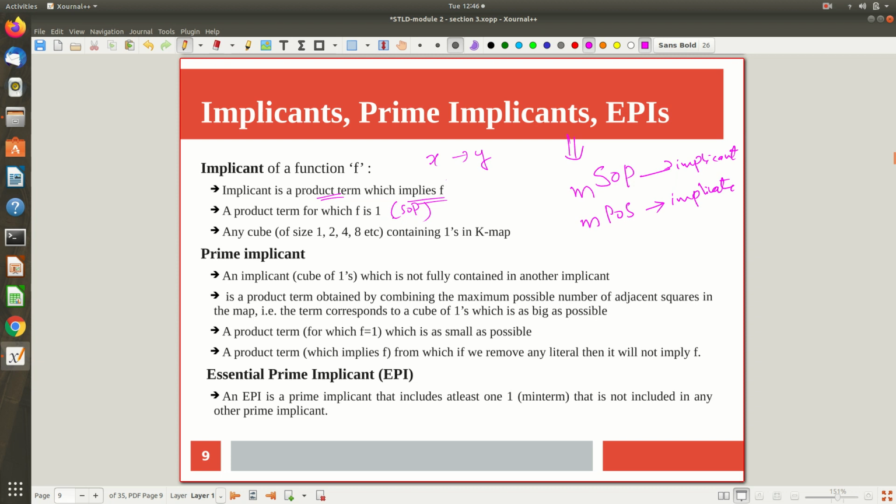So for sum of product, for the sum to be 1, it is enough for any one of the product terms to be 1, right? So this is going to make the function 1 whenever that product term is 1. So that is the basic definition, another way of saying the same thing.